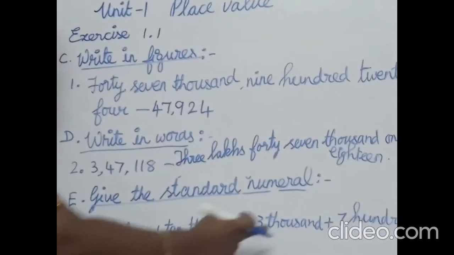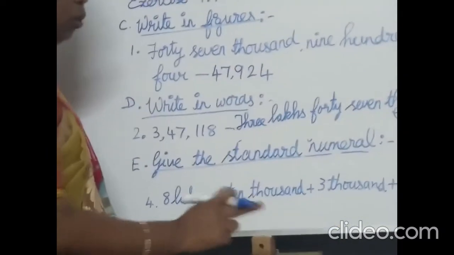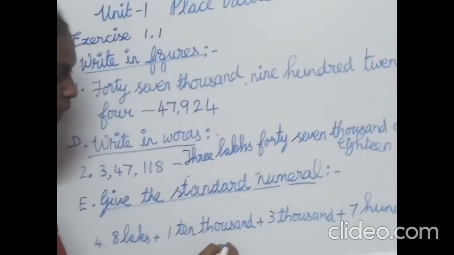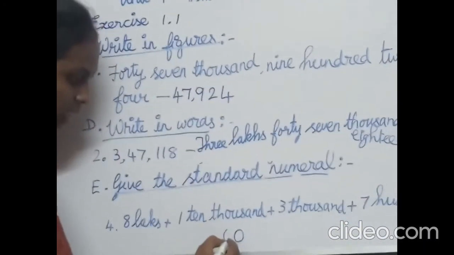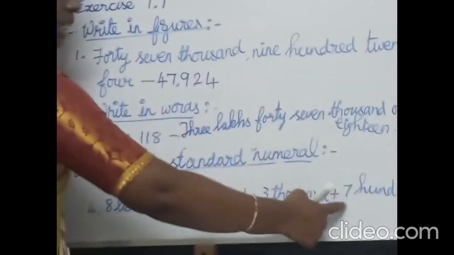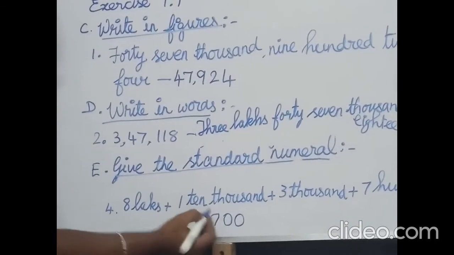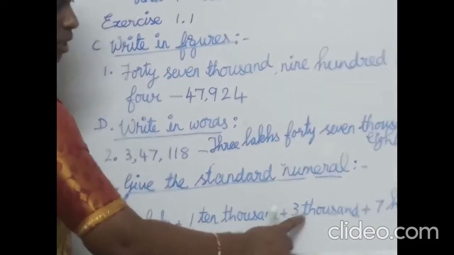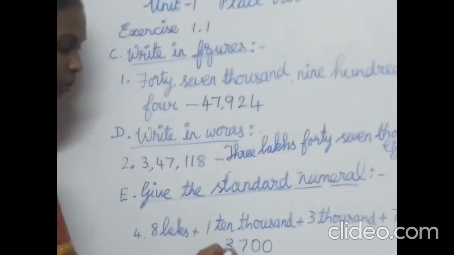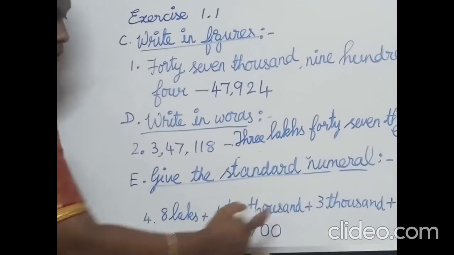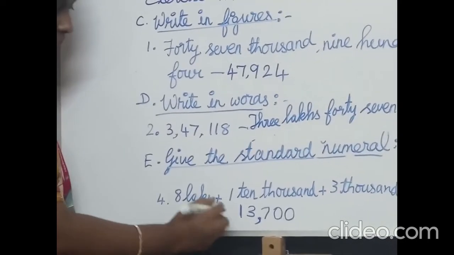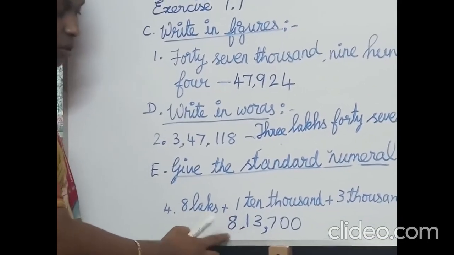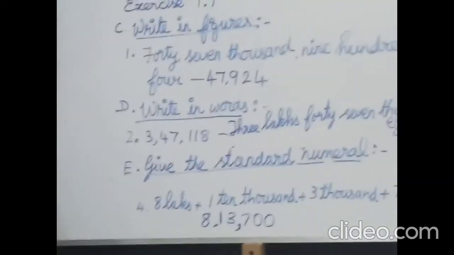See the ones place number. Is it ones place number is there? No. It is a hundreds only is there. So ones place number you can put a 0. Next tens. Any tens number is there? No. You can put a 0. Next hundreds place. 700s are there. You can put a 700s. Next thousands. We have a 3,000. Next 110,000. That is 10,000 place value. Next 8 lakhs.